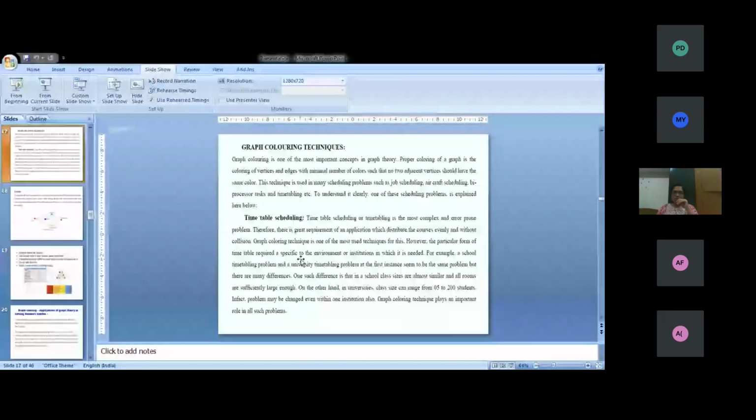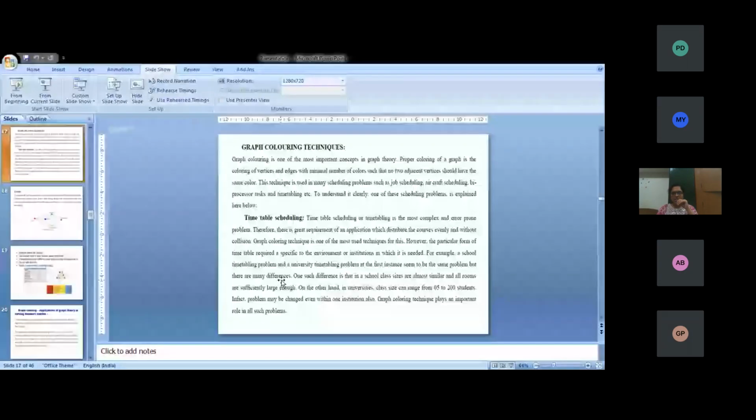So here we are using graph coloring techniques to find an easy way to do this timetable scheduling. Therefore, there is a great requirement for an application which distributes the courses evenly and without collisions. That is, without clashing the hours, and properly every day, every hour should come. That is the main task for us. So for timetable scheduling, we are using graph theory, and we can use the graph coloring technique.